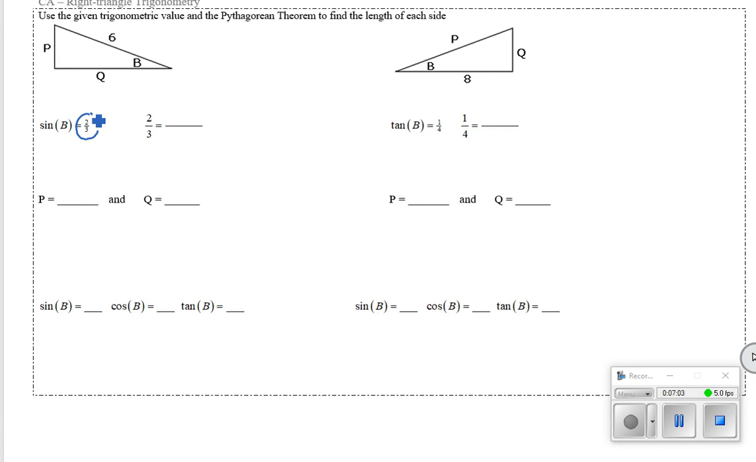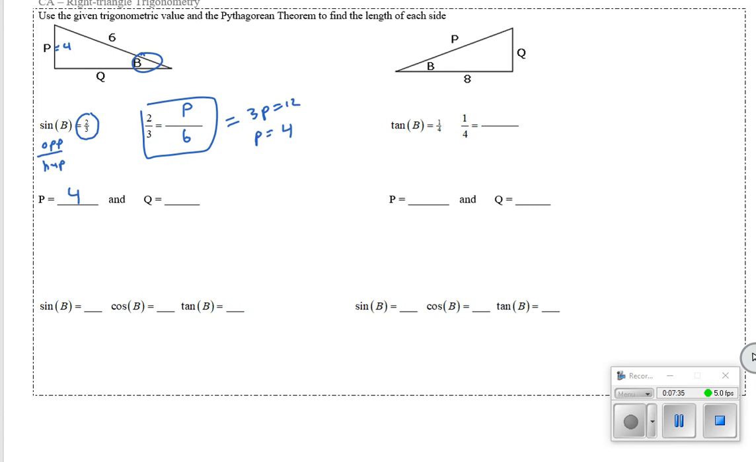Well, the sine is the opposite over the hypotenuse. For angle B, which is the opposite side? It is P, over the hypotenuse, which is 6. Cross multiplying, 3P equals 12, P equals 4. So P is 4. Now, how am I going to find Q?